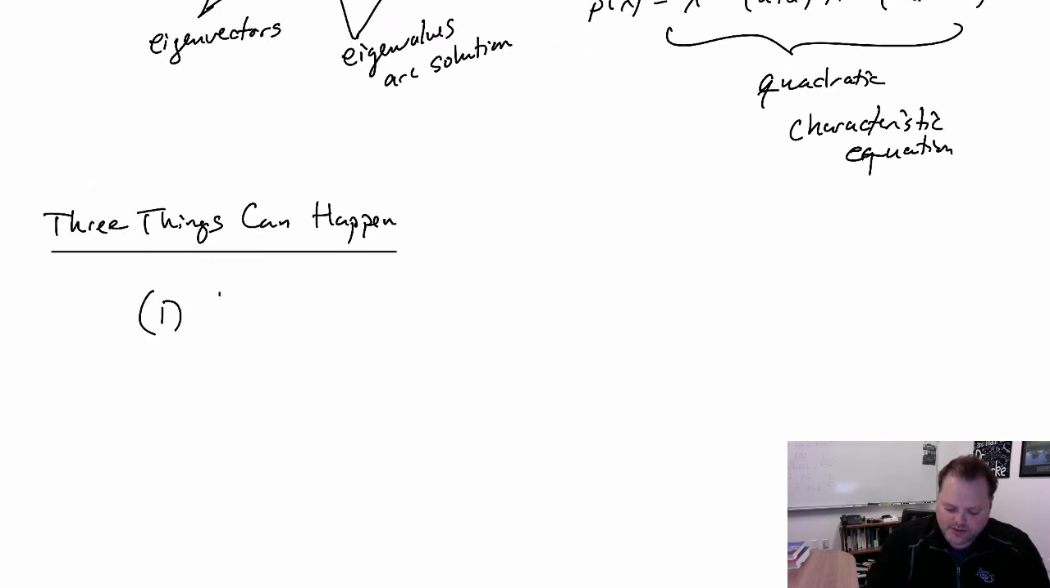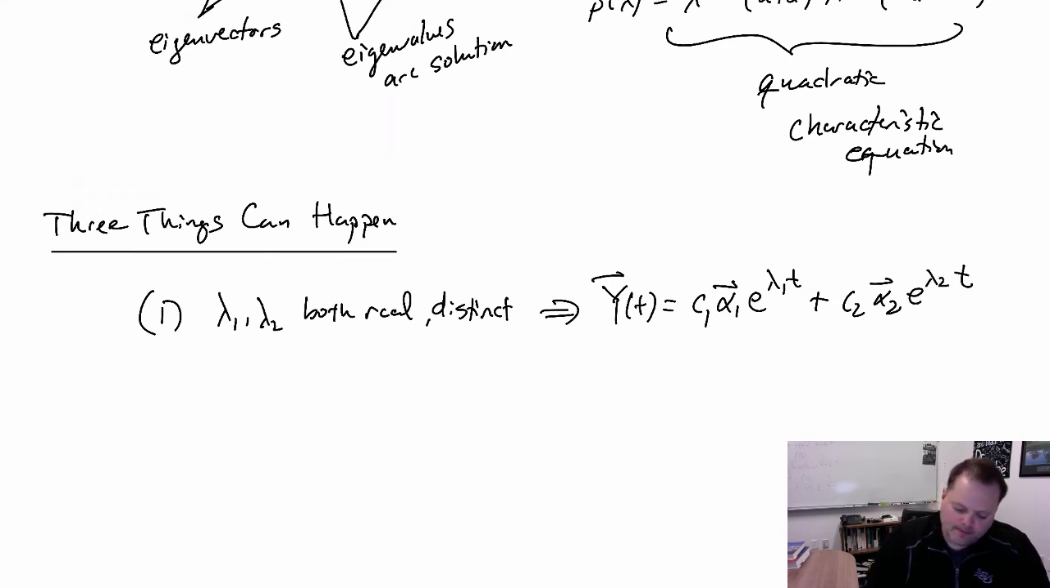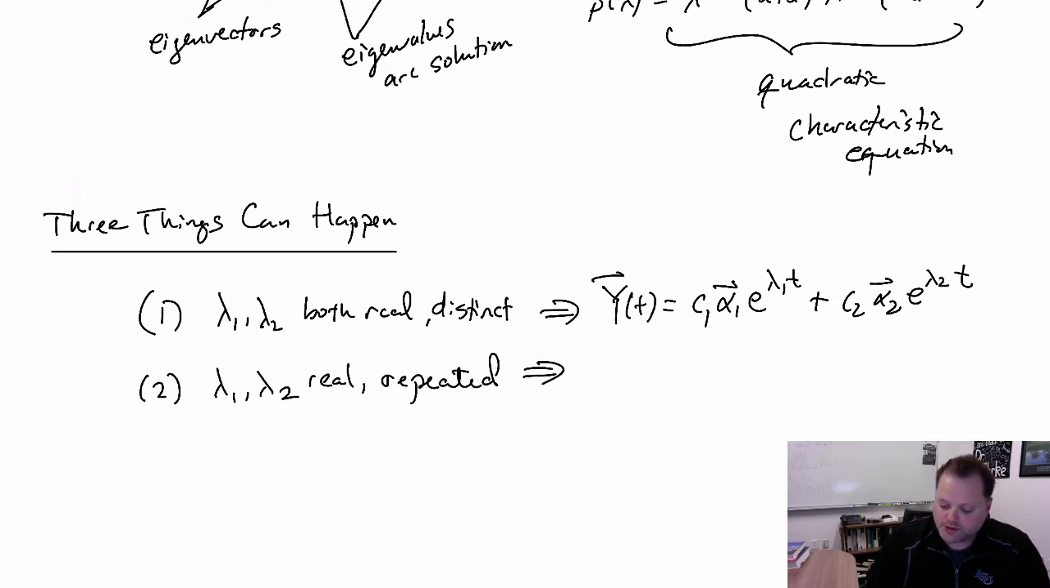The first case is lambda 1 and lambda 2 are both real and distinct, in which case it's just like we did in class on Monday, and you get a linear combination of eigenvector times e to the eigenvalue. Okay, what if lambda 1 and lambda 2 are real, but they're repeated? We know you can get real repeated roots from a quadratic function.